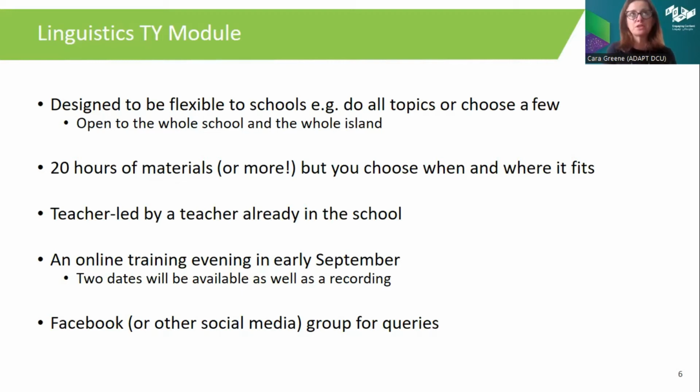We've had a couple of questions about whether it has to fit into a short course, or into a particular time or a particular subject. The answer is no, it doesn't really. Some people are going to be using it over the full year. Others might have 20 hours or 10 hours, so they're going to pick and choose what they can do. And it's important that it's teacher led, by a teacher who's already in the school.